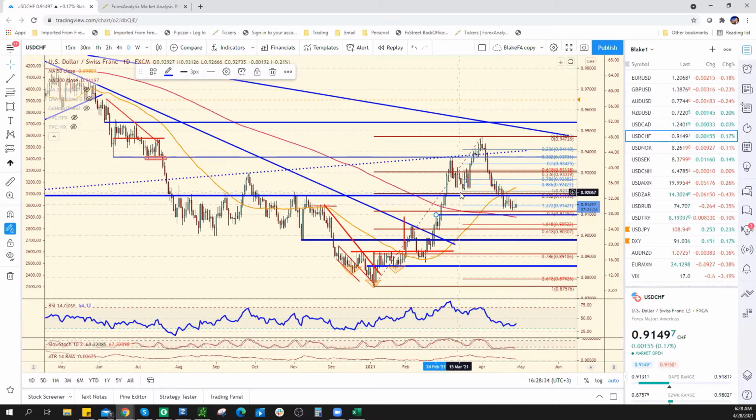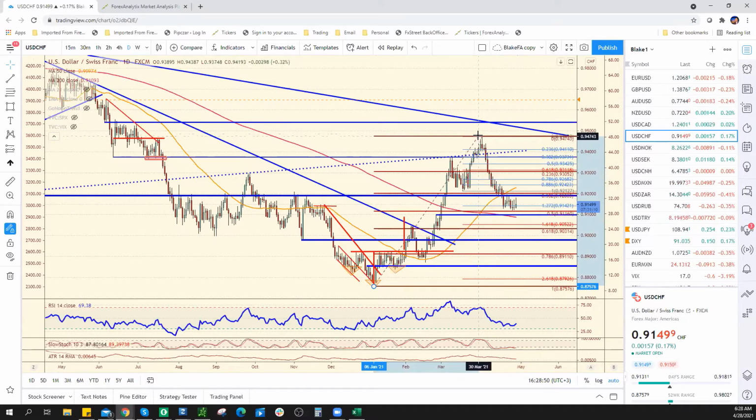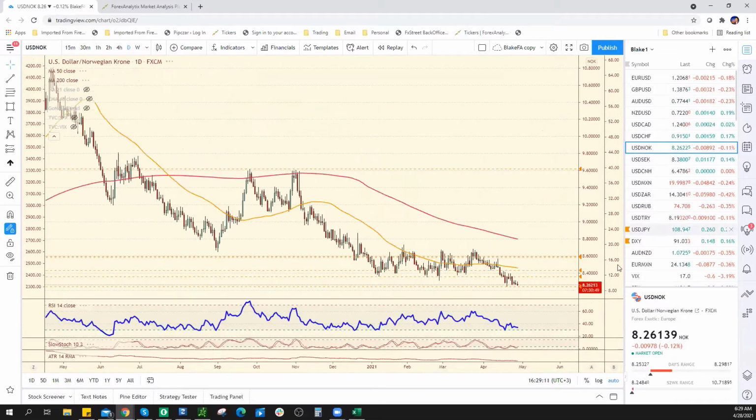And we have to get above really this 92 level to squeeze higher. If you look at the range from the beginning of the year, we're basically at the 50% retracement. We're in the middle of a big range right now. I can't imagine being overly bullish or bearish, because even with yields rising, it's not helping the dollar Swiss right now.